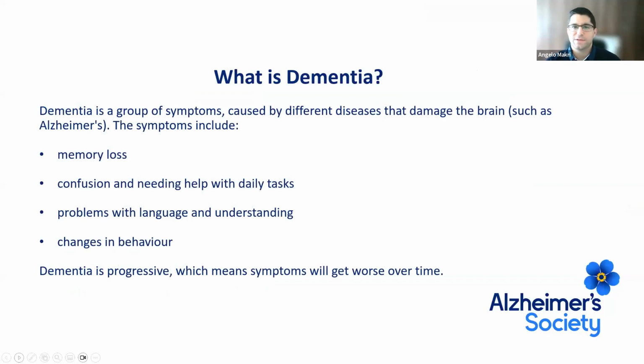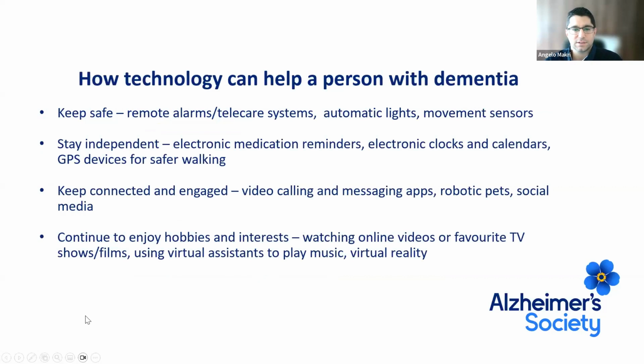So I'm just going to give a very brief overview of what dementia is. Essentially, it's a group of symptoms caused by different diseases which damage the brain. I've used Alzheimer's as an example, as that's the most common cause of dementia, but there are lots of other things that can cause dementia. The types of symptoms are things like memory loss, confusion, needing help with daily tasks, problems with language and understanding, and changes in behavior. Unfortunately, dementia is progressive, so that does mean that symptoms will get worse over time. Can I have the next slide, please?